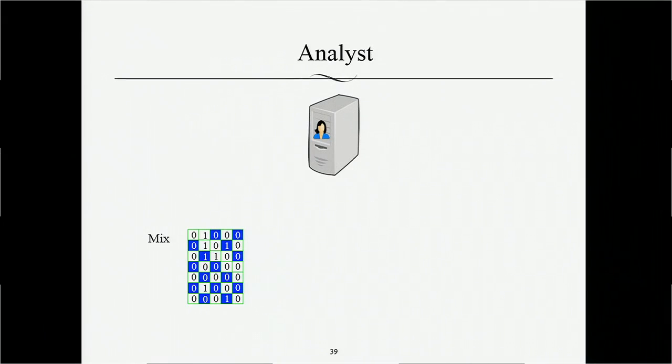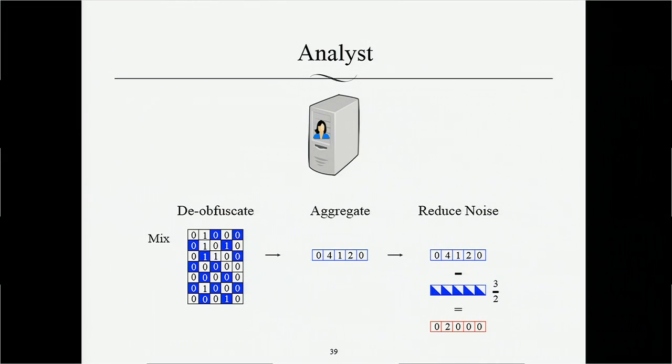Here we just consider 1 mix because the mixers are just for redundancy purposes. So all the 3 mixers perform similar operations. The analyst deobfuscates the result it has obtained, and then it aggregates it, that is, it sums the columns of all of them, and then it removes the average noise. Here we added 3 noise vectors, and then it publishes the result. As you can see, the result is 0, 2, 0, 0, 0. This is really close to the actual value, which was 0, 3, 1, 0, 0.